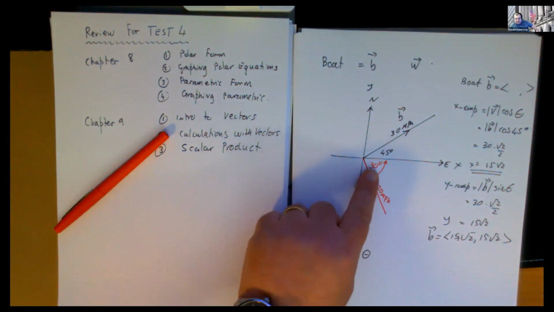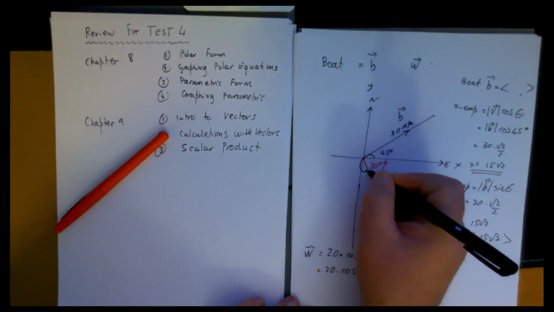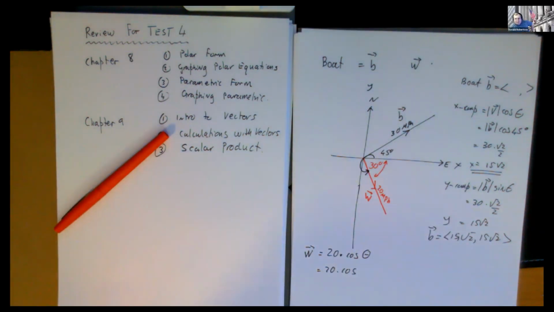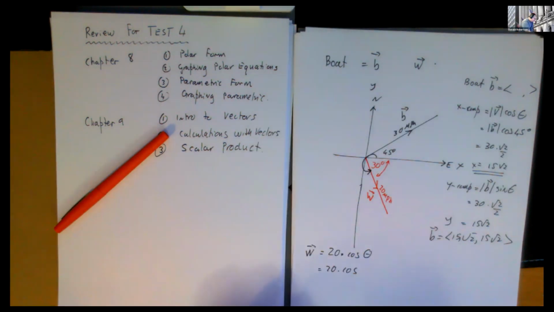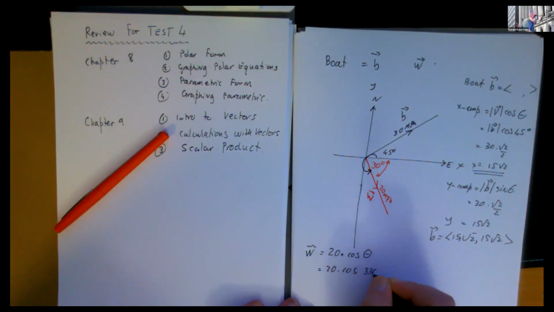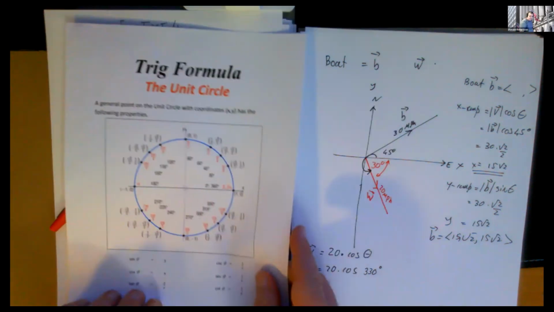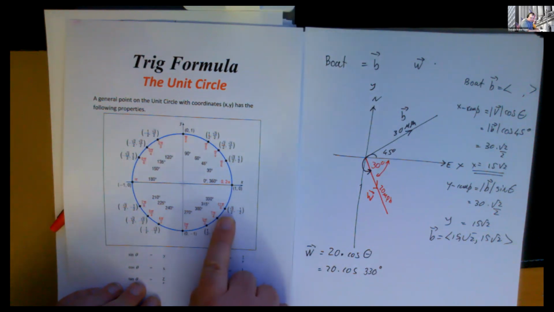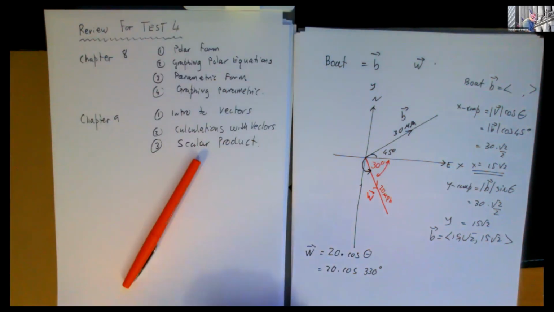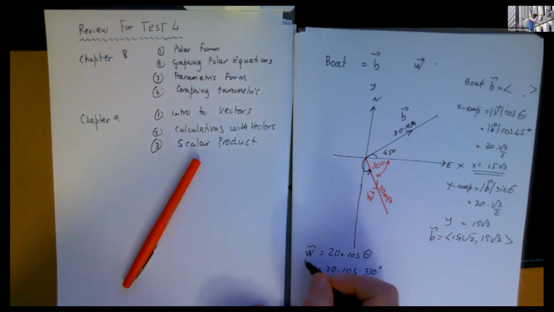That angle there says 30, but the angle that we talk about is the angle it makes with the x-axis, meaning only this piece of the x-axis. So do you see that the angle you're going to have to deal with is 330 degrees? If I find where 330 degrees is, the cosine is root 3 upon 2. So that's going to be 20 times root 3 upon 2, which is 10 times root 3. That's going to be the x component.